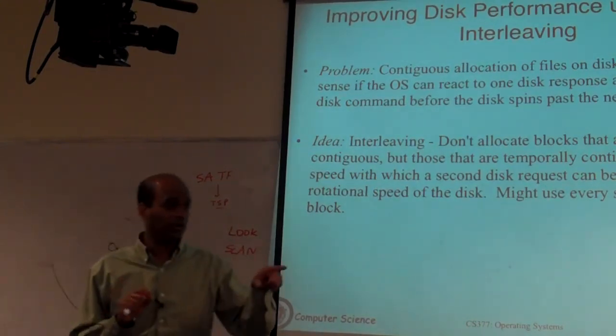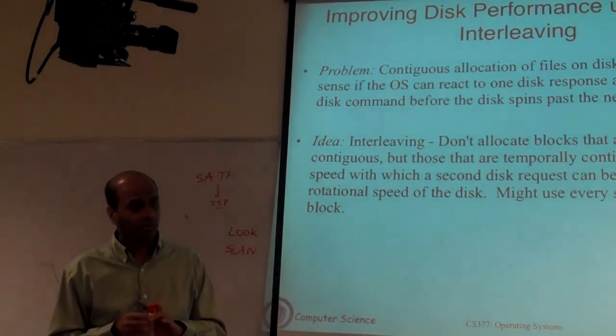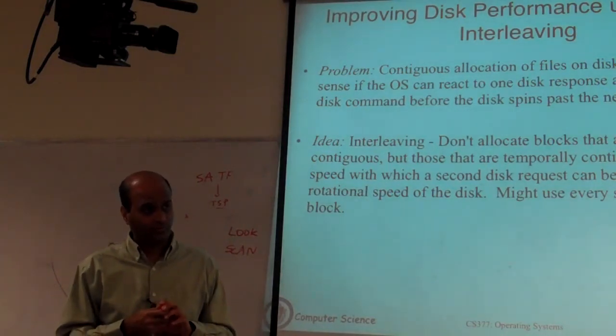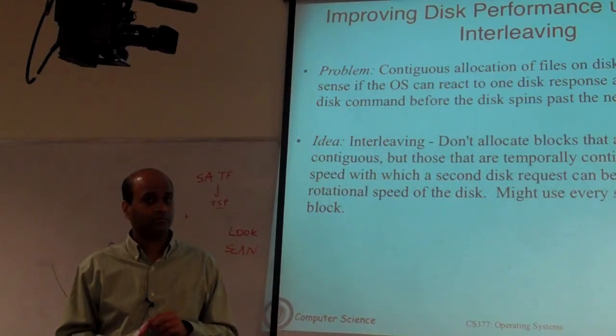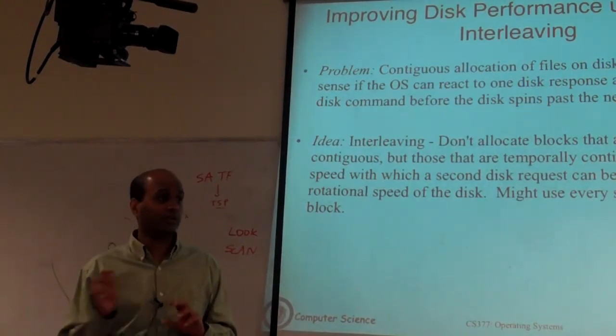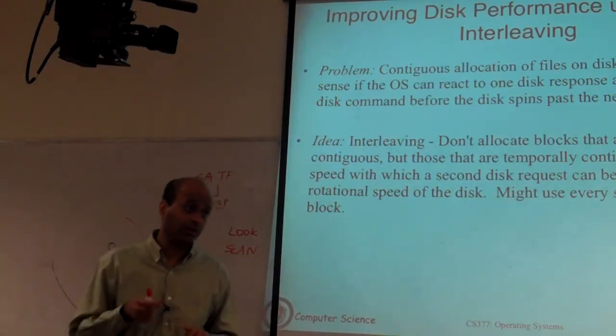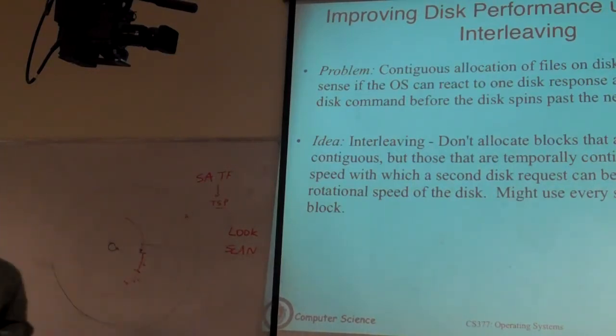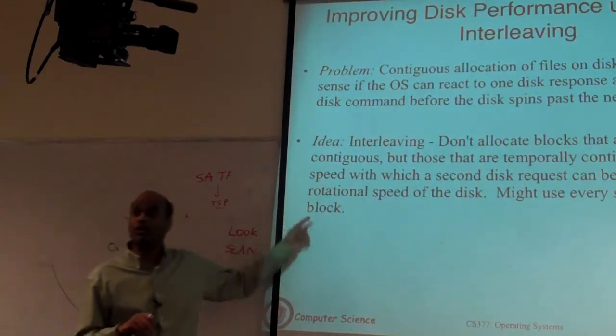Okay, would you go ahead? Yes. It kind of seems like it's not that bad because the rotation of the disk is pretty fast, right? Rotation of the disk is fast, but it takes about 4 milliseconds to make one spin. So the optimization that is actually used in practice is what is called interleave.